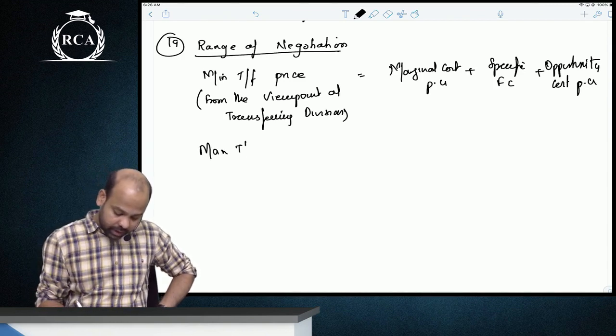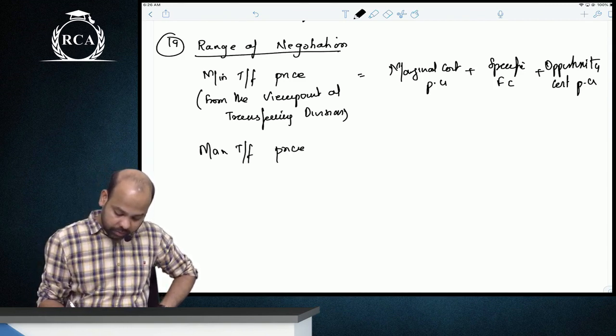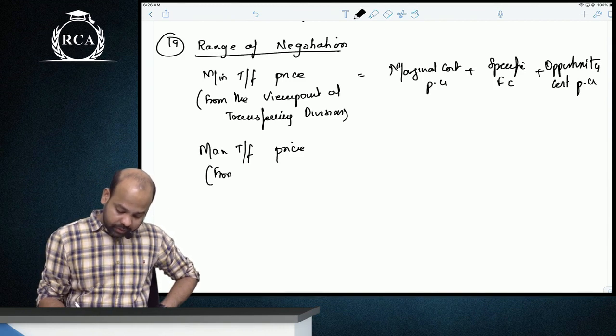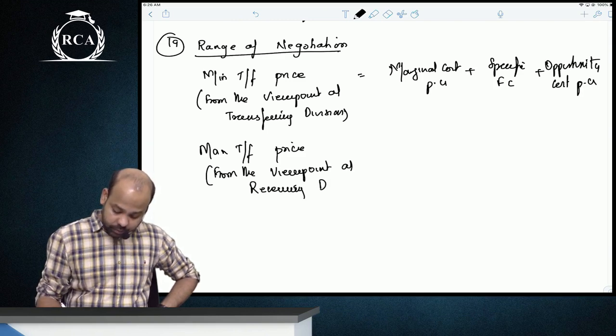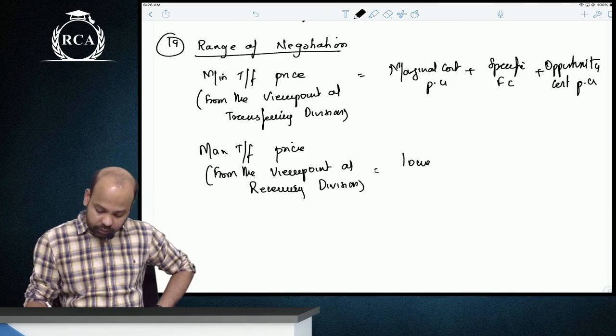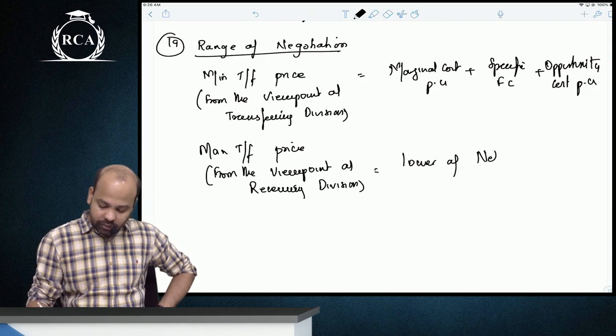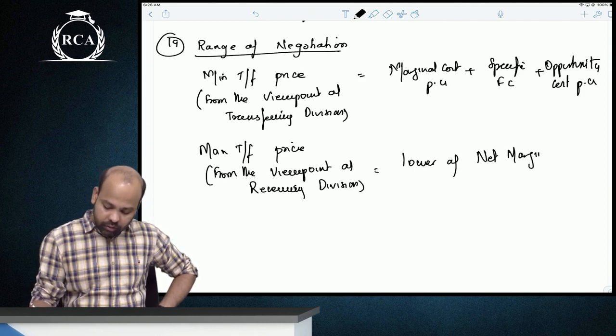Maximum transfer price. Now this will be from the viewpoint of the receiving division. Simple, let us not complicate this. From the viewpoint of the receiving division, you have always learned that it is the lower of net marginal revenue and external buy-in price.